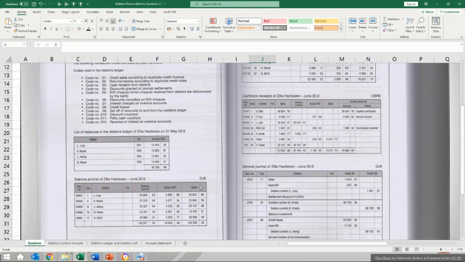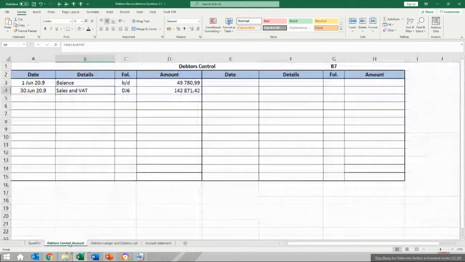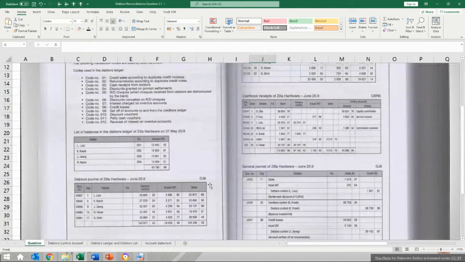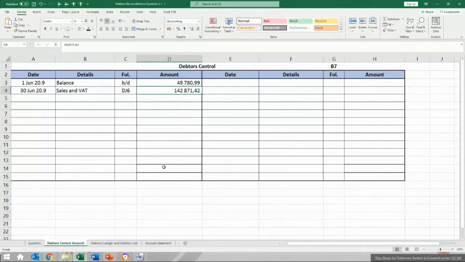Now, debtors control is your sales amount and VAT amount combined. You put your folio number, which you will remember from first semester, is up here. It's the DJ6. And then we take the total amount, which is the 142,871 here at the bottom, and we transpose it in there.